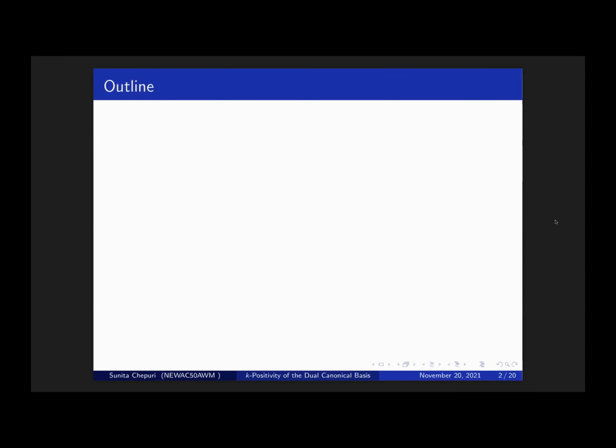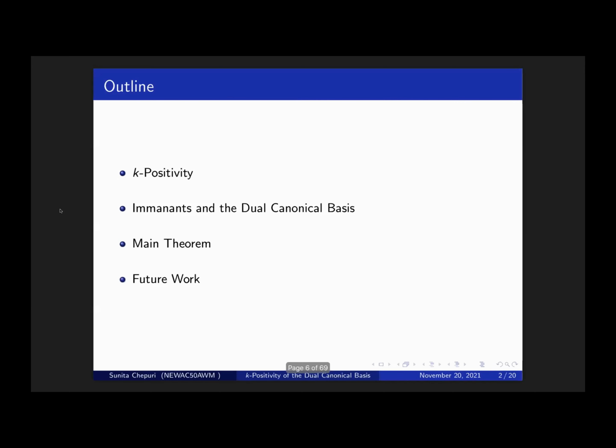So first I'll give an outline. I have 2 terms in my title that are maybe not familiar. So first I'm going to talk about K-positivity, and then I will talk about the dual canonical basis. And the dual canonical basis is not a friendly object to study. So we're actually going to be using this other object called an immanant to study the dual canonical basis. So I'll introduce those as well. And then I will share our main theorem, and if time, a little bit of a sketch of the proof, and then we'll talk very briefly about some future work.